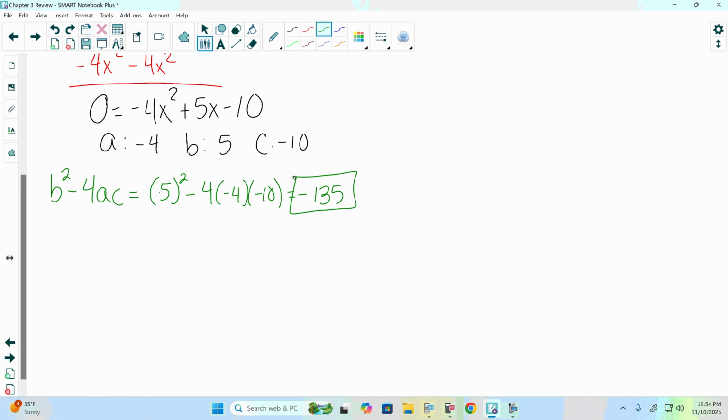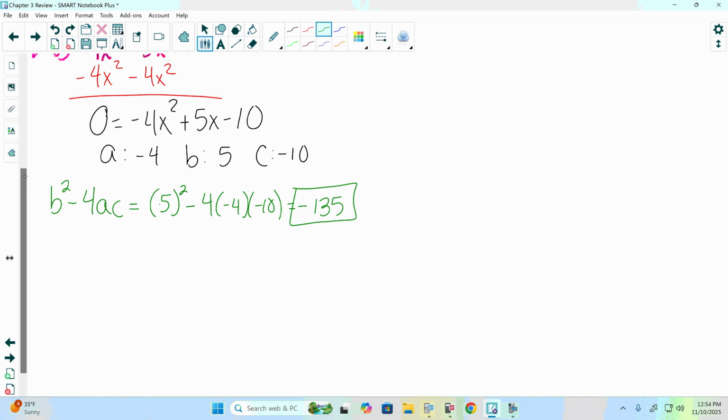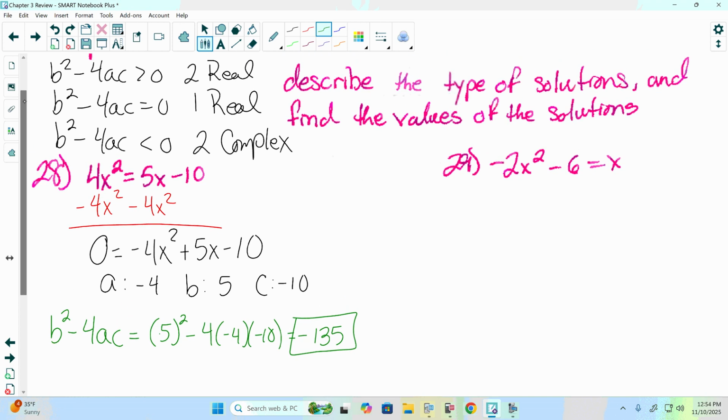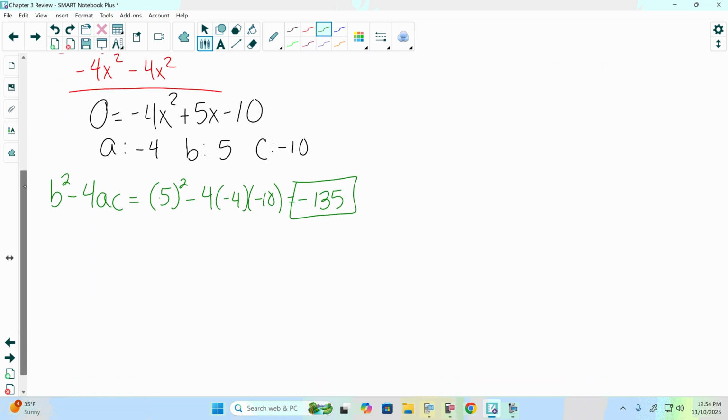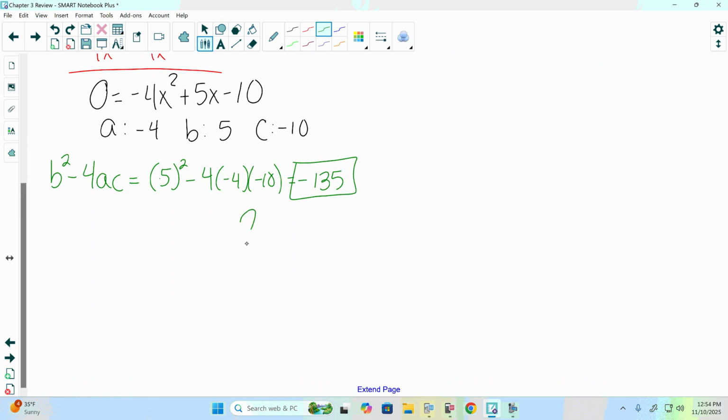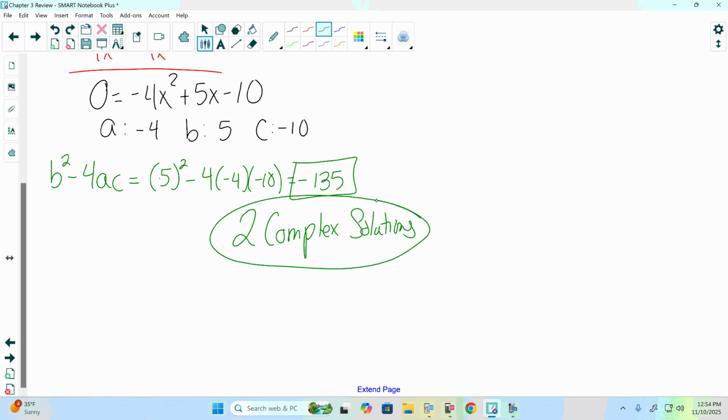Questions on this? Now the second part of it, it wants to know the type of solutions. So if b squared minus 4ac is greater than 0, it's 2 real. If it's equal to 0, it's 1 real. And if it's less than 0, it's 2 complex. Since its value is negative, it is less than 0. So we would have 2 complex solutions. And that's all the test is going to look for. I'm not going to make you solve it. I'm not going to make you find the solutions to it. This is all I want. I want these 2 things.